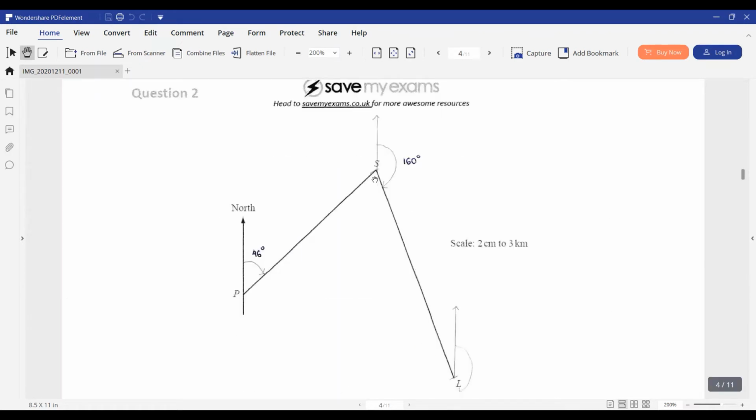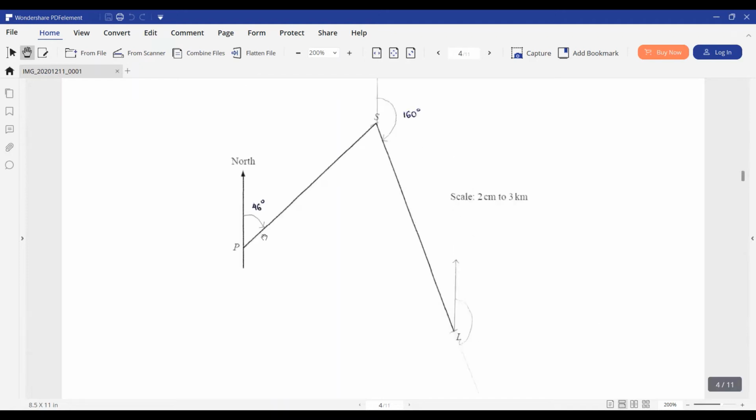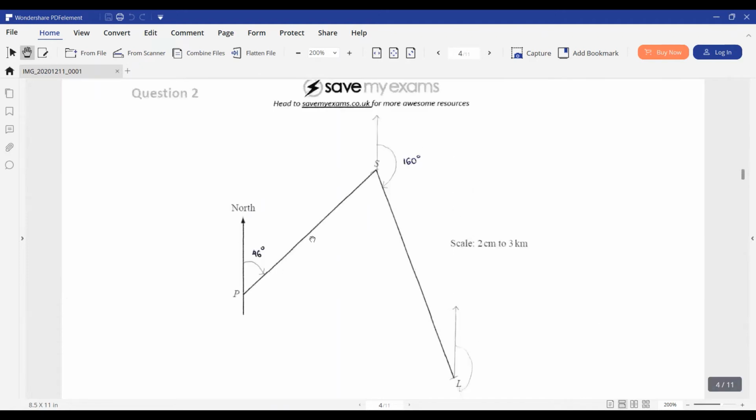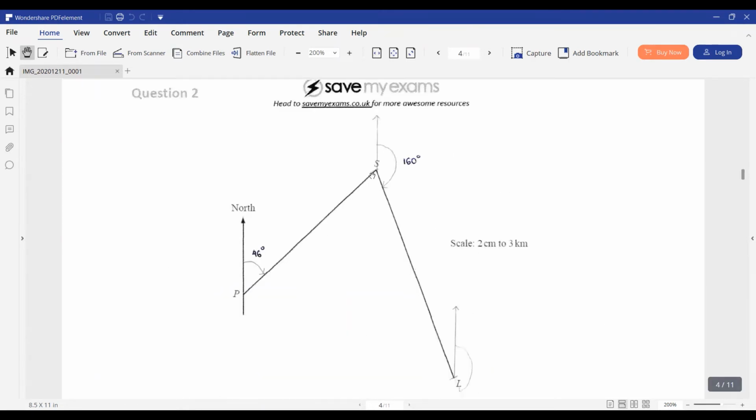Now question 2. We have this diagram. In the scale drawing, P is a port, L is a lighthouse, and S is a ship. The scale is 2 centimeters represents 3 kilometers. Measure the bearing of S from P. So how do you measure a bearing? You need a protractor, because you need to measure something. What do they mean by measure the bearing of S from P? They want you to measure the angle from the north line at P to the line P to S. So this angle here is your answer.